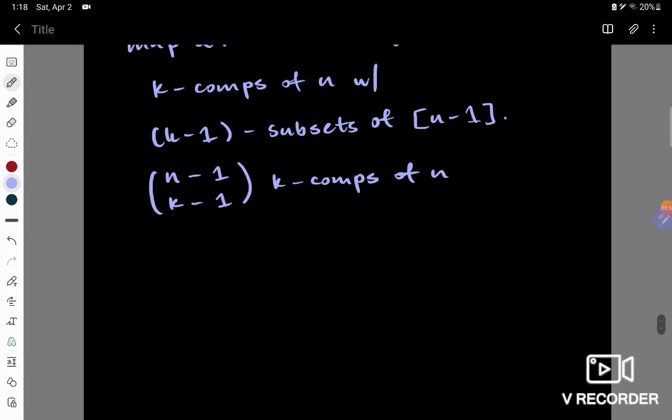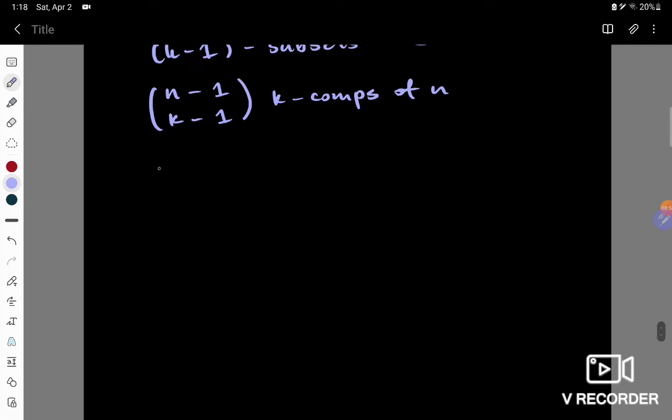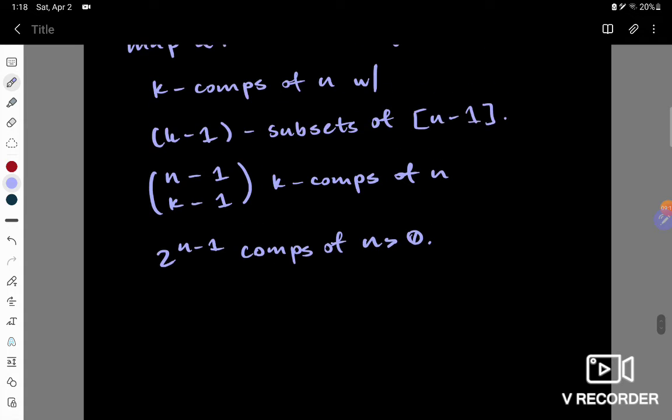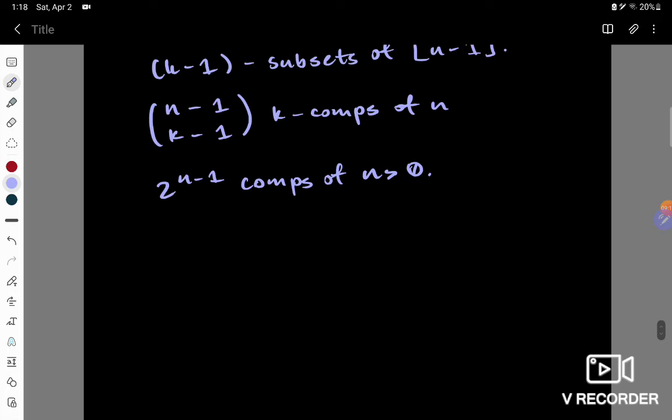Because of this bijection above, we have 2 to the n minus 1 compositions of any positive n, strictly. This follows from 2 to the n being the cardinality of the set of subsets of anything with n indices or elements.